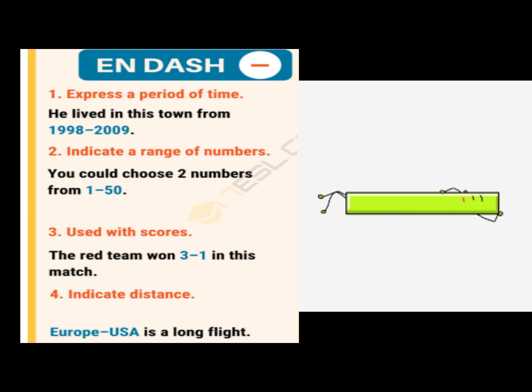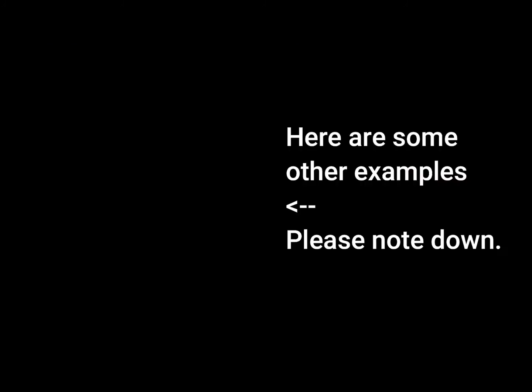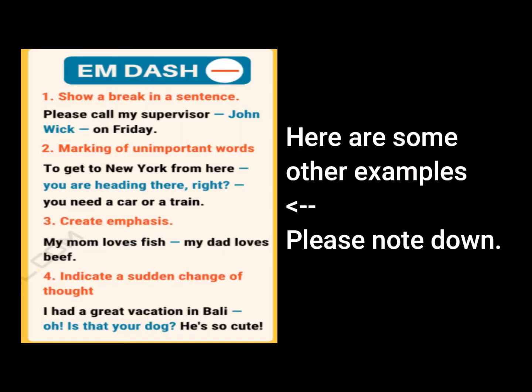It shows the distance between these two places. Now you must be curious to know what's M dash. It's also a punctuation mark. As I told you earlier also, this is the longest among these 3 punctuation marks, which are written exactly the same with just a minor difference of length. And of course, the difference in their uses. Let's know more about M dash.